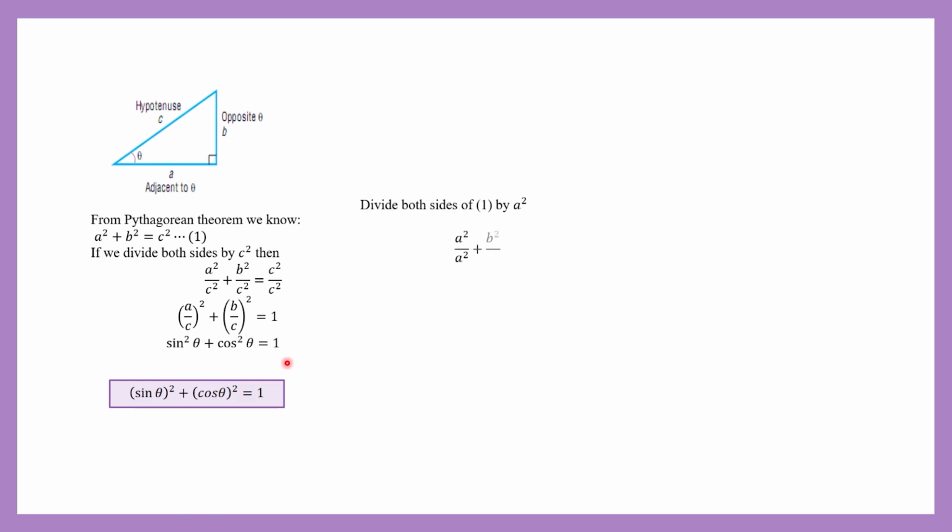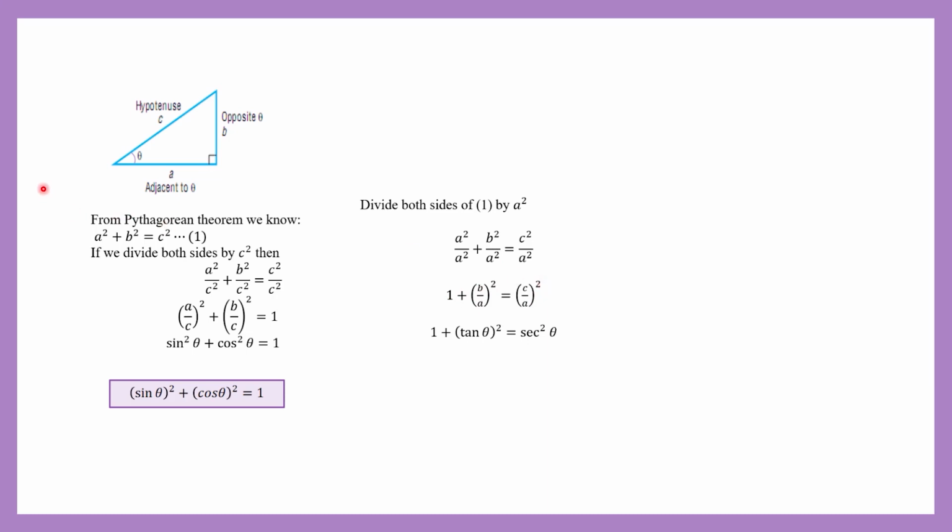Now let's divide both sides of equation 1 by a square. By doing that, we will have a square divided by a square plus b square divided by a square equals c square divided by a square. By using the rules of the exponent, we can write down 1 plus (b by a) whole square equals (c by a) whole square.